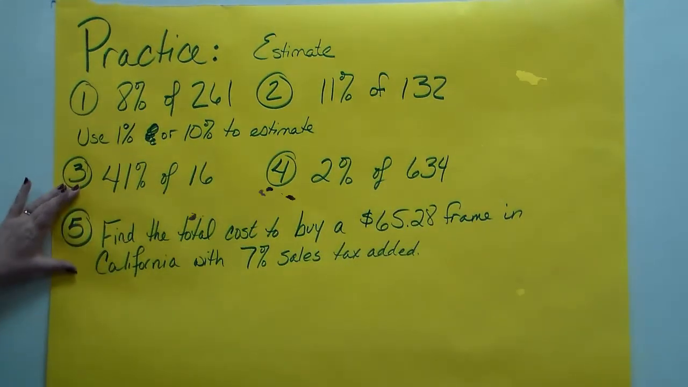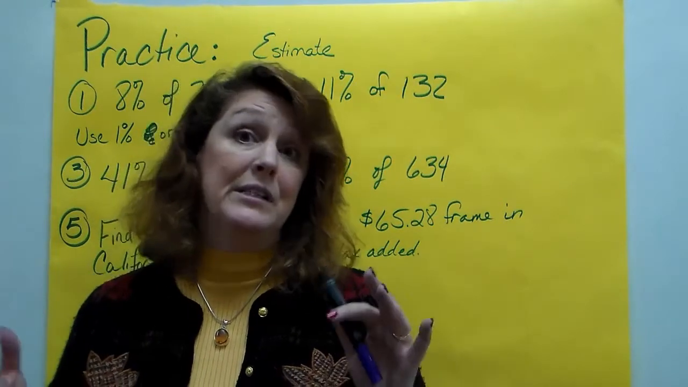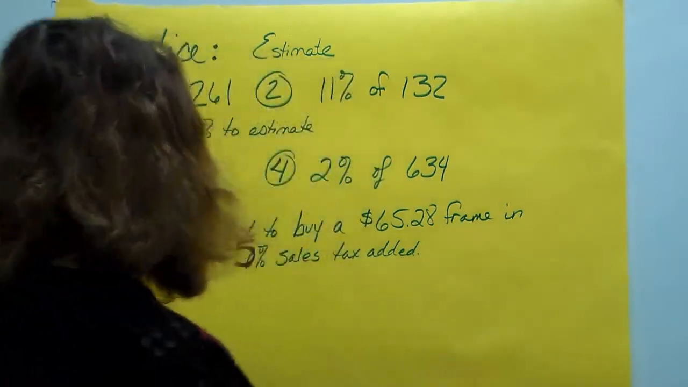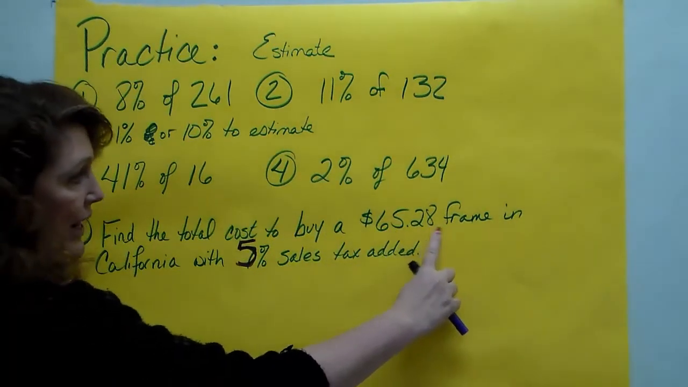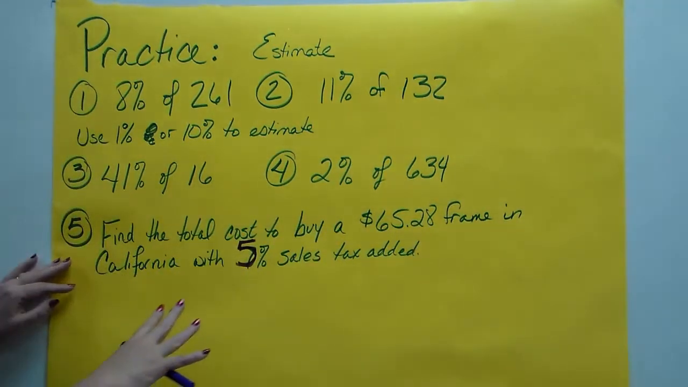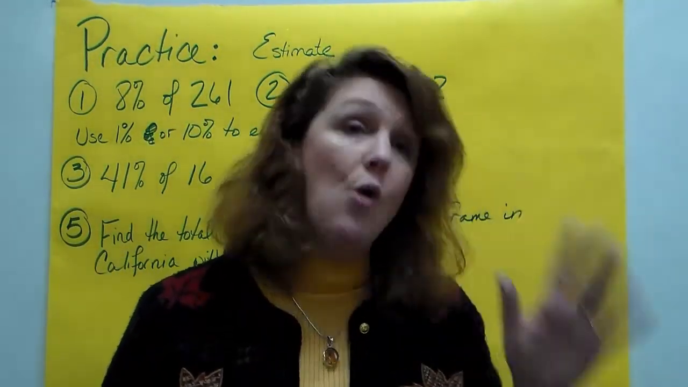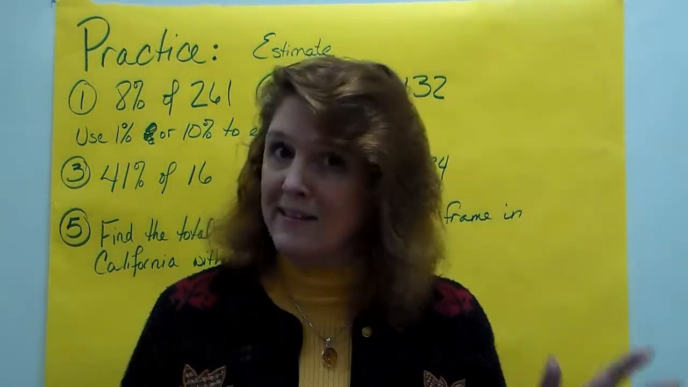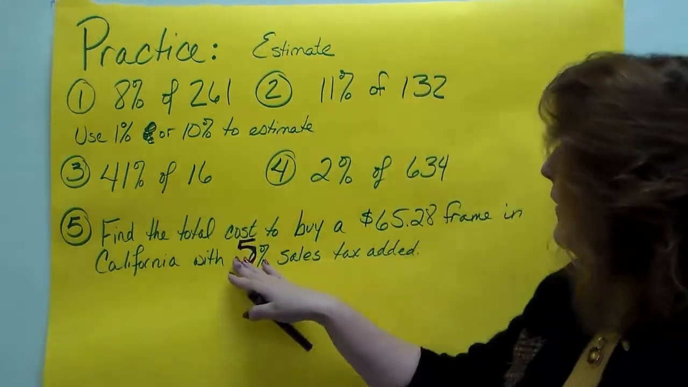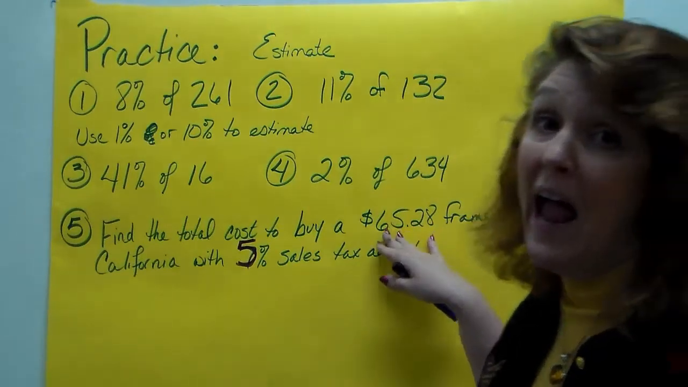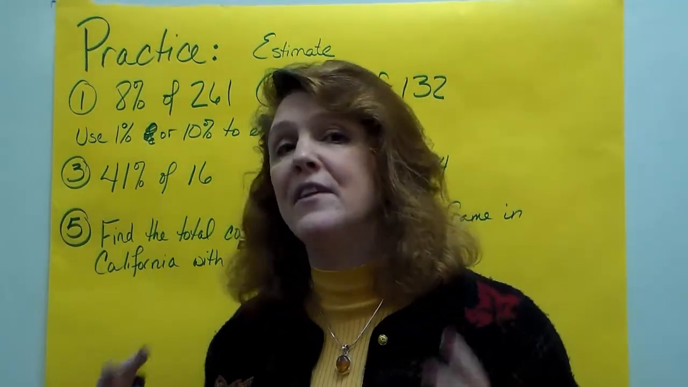And then we're going to estimate a little bit of sales tax. We're going to find the total cost to buy a $65.28 frame in California with a 5% sales tax added. Now this is fiction because nowhere in California will you find anything less than 7.5%, but we're estimating, so it's okay. You're going to find 5% of this and you're going to add that tax onto the total cost to come up with a total amount that frame is.